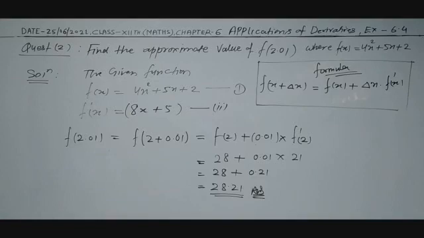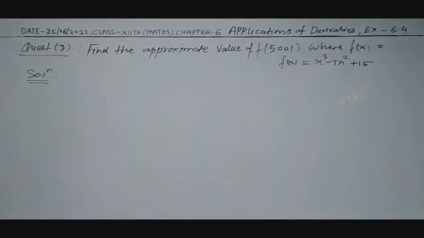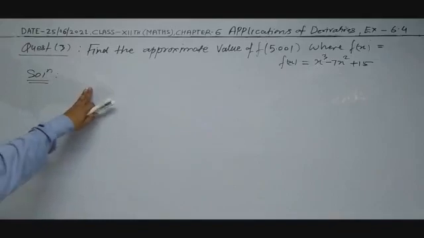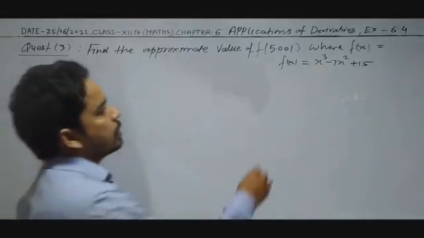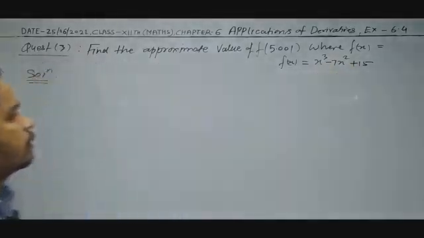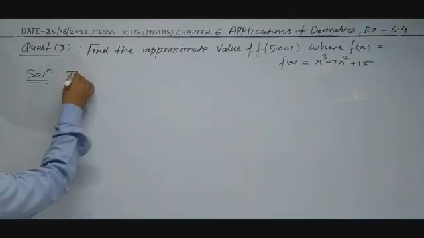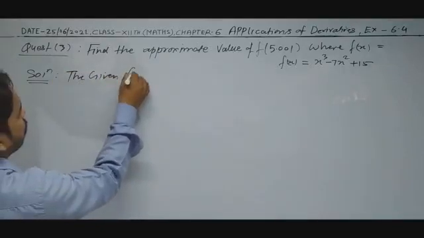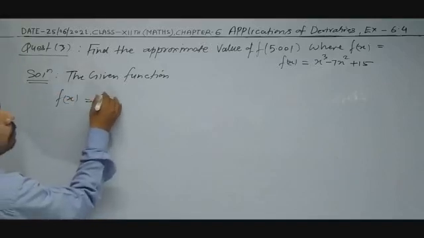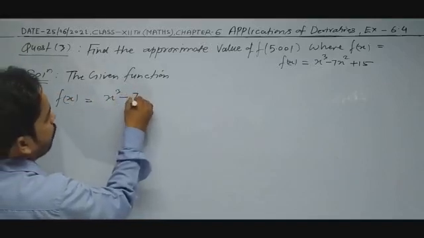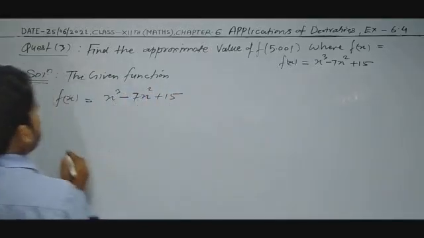Now come to the next question, question number 3. Question number 3 is: find the approximate value of the function f of 5.001 where f(x) is equal to x cube minus 7x square plus 15. First of all, you have to write the given function. The given function f(x) is equal to x cube minus 7x square plus 15.